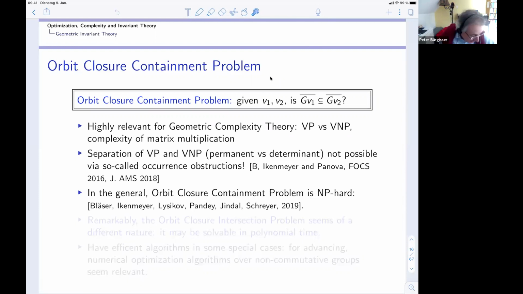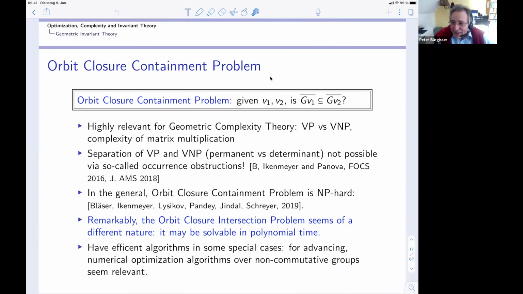I think it's very interesting because I believe that this orbit closure intersection problem is of a very different nature. Maybe, I don't know, 10 years ago, I would have thought that it's NP-hard, there is no hope. But now I don't think so. I rather believe that this is doable, as in polynomial time algorithms. We don't know that yet, but we have already found efficient algorithms in several special cases, which I think is very exciting. Some of these algorithms are based on algebra, but some of these algorithms, and maybe the most promising ones, are based on numerical computations, actually optimization over non-commutative groups.